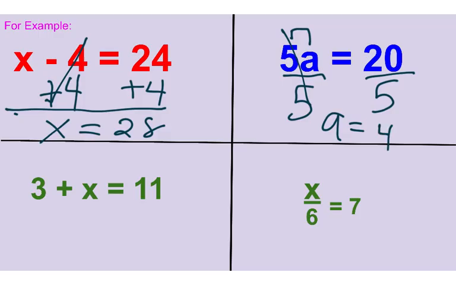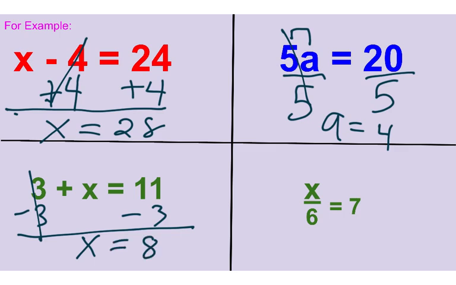If I had a +3 that I had to move over, I'd make it a -3. And if I do something on one side, I do it to the other. And that leaves me with x equals 8. And last, if I had division, I would multiply on both sides. That gives me x equals 42.